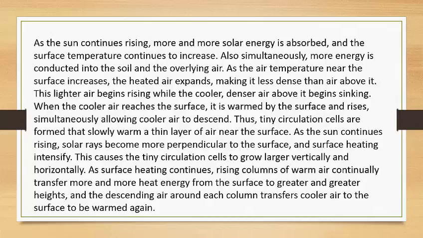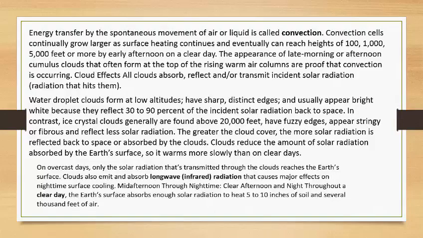As surface heating continues, rising columns of warm air continually transfer more and more heat energy from the surface to greater and greater heights, and the descending air around each column transfers cooler air to the surface to be warmed again. Energy transfer by the spontaneous movement of air or liquid is called convection. Convection cells continuously grow larger as surface heating continues and eventually can reach heights of 100, 1,000, and 5,000 feet or more by early afternoon on a clear day.